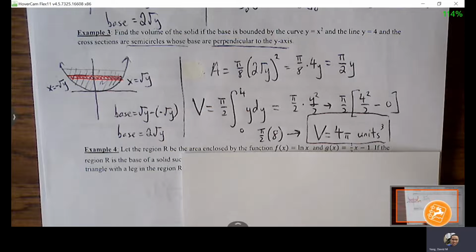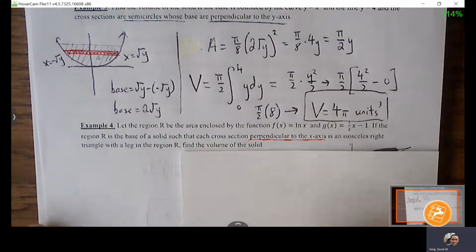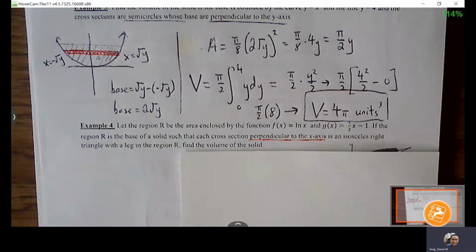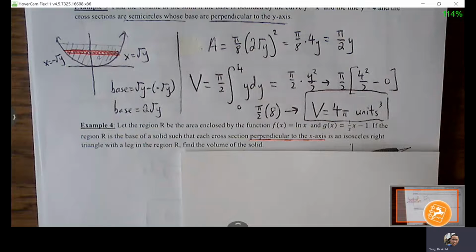Okay, any questions with 3? Okay, take a look at number 4. Let region R be the area enclosed by the function natural log of x and 1/2 x minus 1. So there's a curve and a line. Region R is the base of a solid, such that each cross section perpendicular to the x-axis is an isosceles right triangle. So we're told what formula we're going to be inserting into. But let's draw the base first, right?